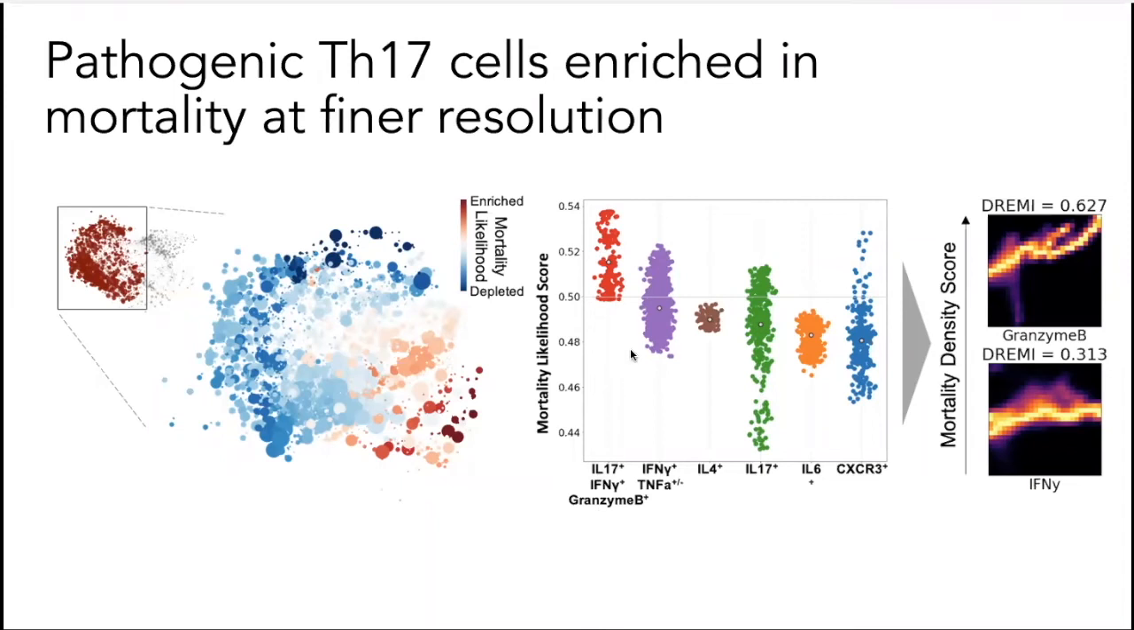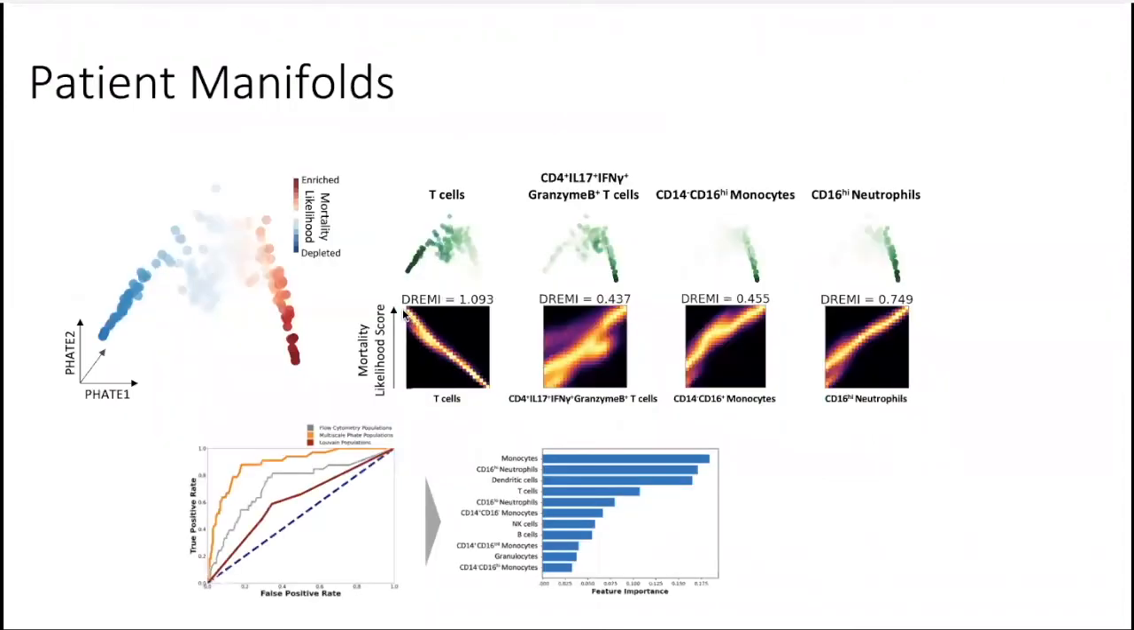Sometimes the trend can be the opposite. Overall, T cells seem protective, but when you look at this subset of T cells, suddenly the mortality likelihood increases. Then when we ran this through a random forest classifier, we could get the importance of these different features that we found at different levels of granularity, leading to a little bit of predictive insight.